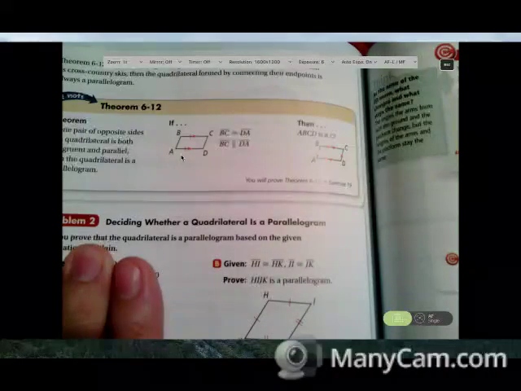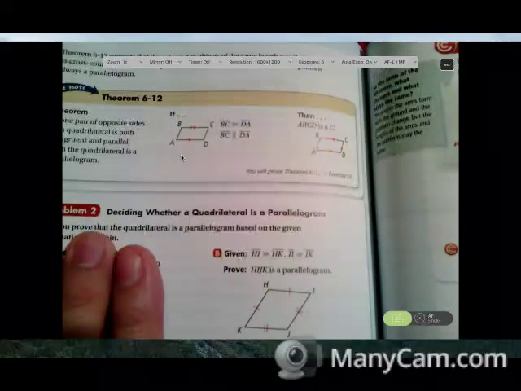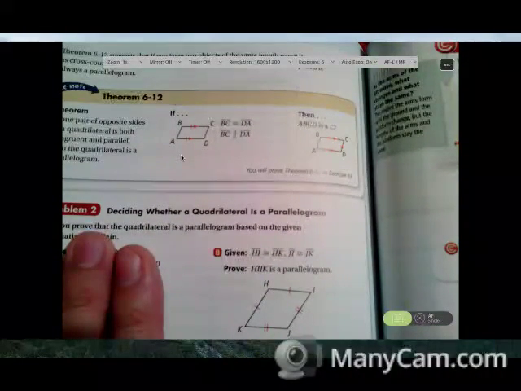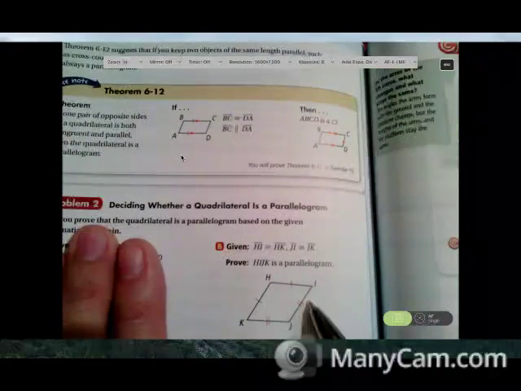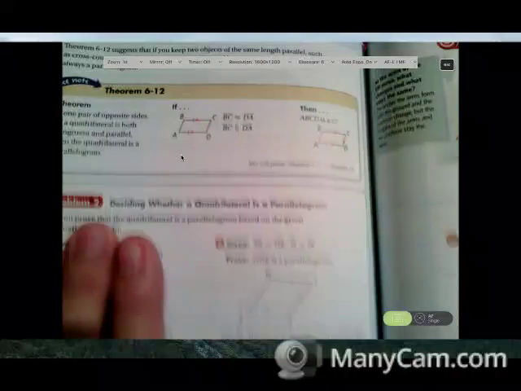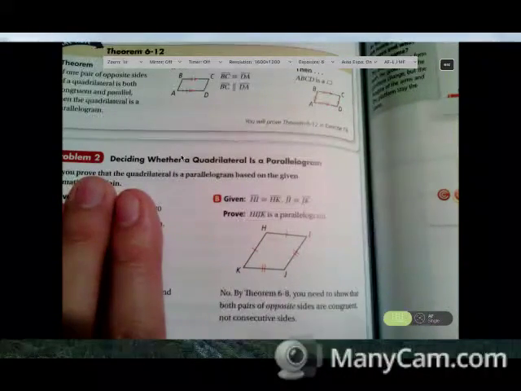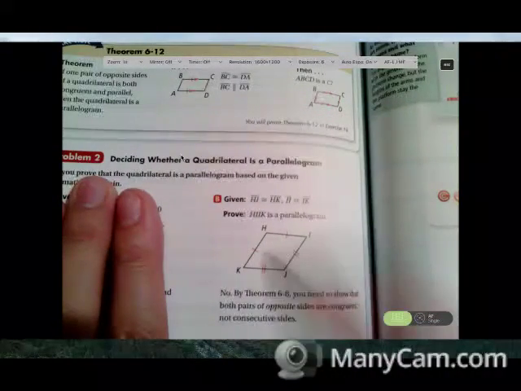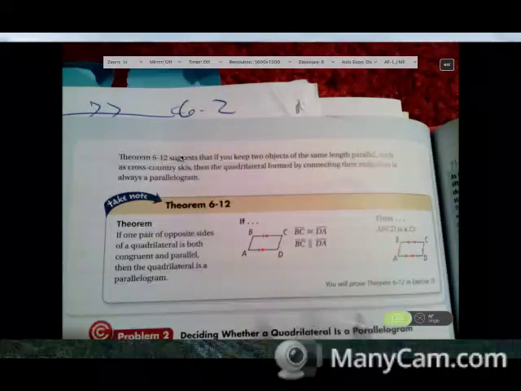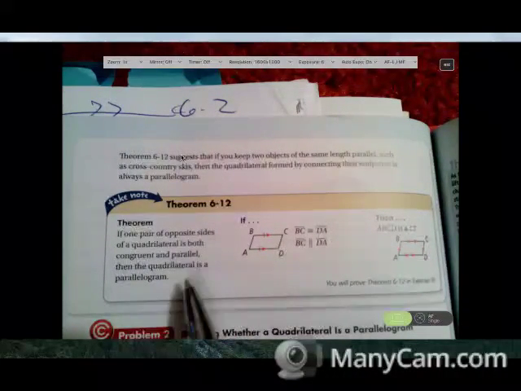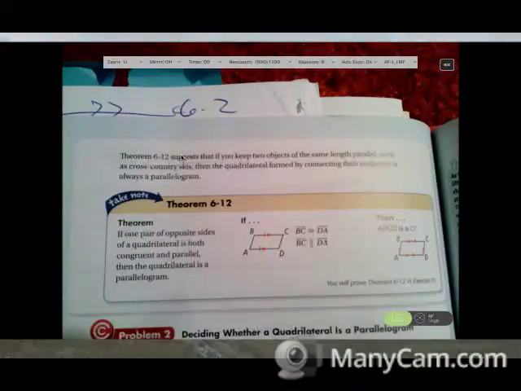asks, with this information, can we assume that HIJK is a parallelogram? So that means these two sides are congruent, these two sides are congruent. And the answer is no, because the opposite sides must be congruent, not the adjacent sides. Not consecutive sides. Okay. Before we move on to the last problem, if one pair of opposite sides of a quadrilateral is both congruent and parallel, then the quadrilateral is a parallelogram.